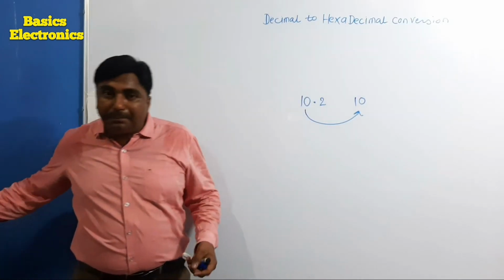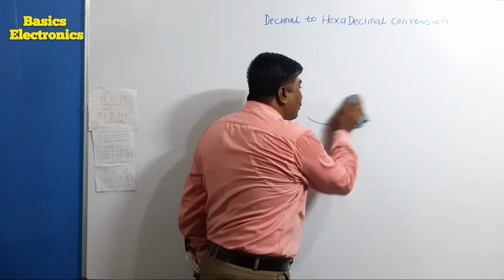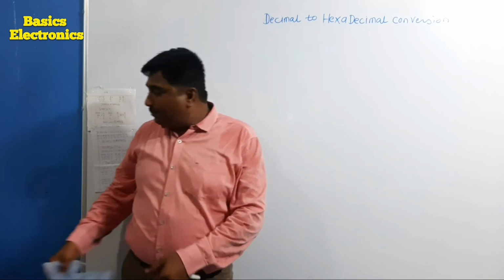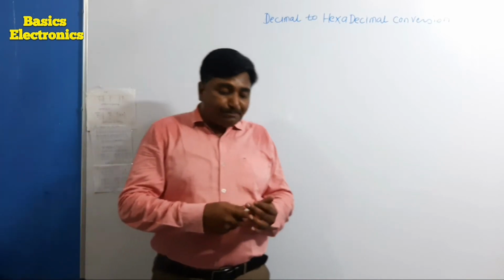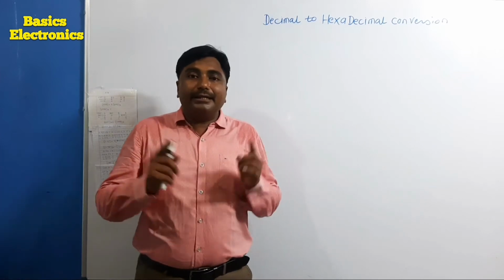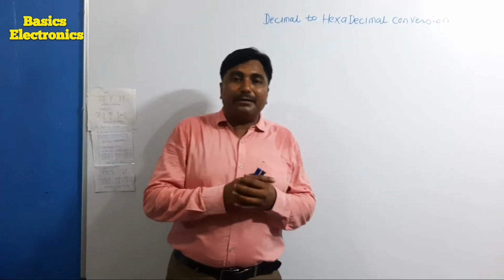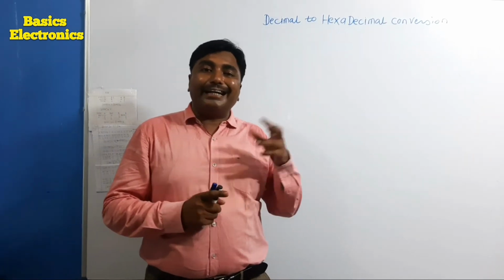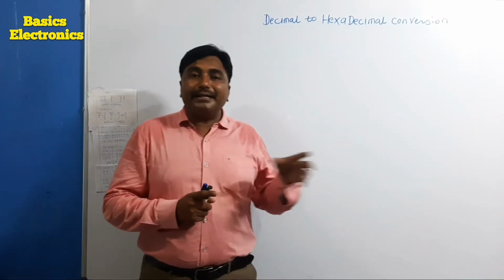So the first step is we write down the given fractional decimal number. After that, we multiply the given fractional decimal number by 16. Then we write down the result and record the carry in integer position.